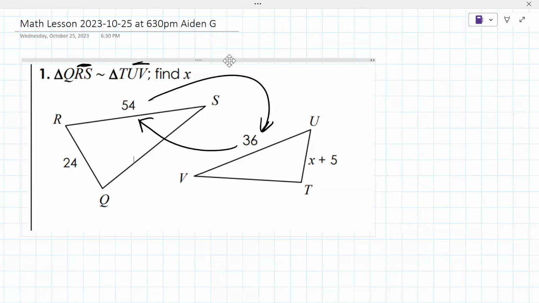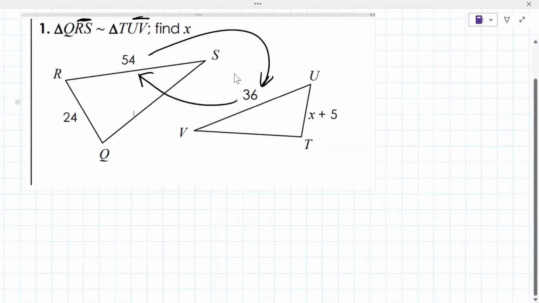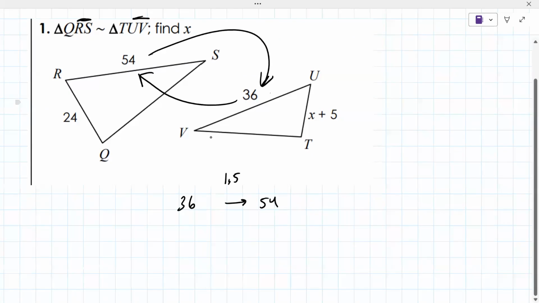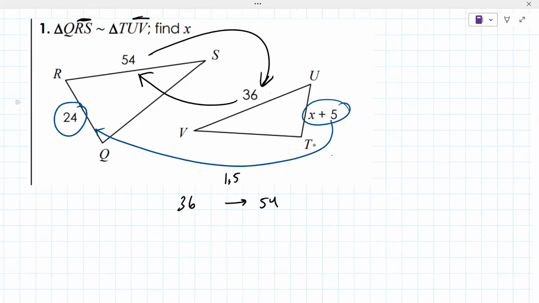So like I said, there's a couple ways to do this. I tend to think it's easier to go from smaller to larger. Like 36 to 54 is 1.5 multiplication. That's one way to do it. It depends on your viewpoint. The idea is you take 36 times 1.5 to get 54, which means that you would similarly take this and multiply it by 1.5 to get to 24. So this x plus 5 to get to 24, you're also multiplying by 1.5.